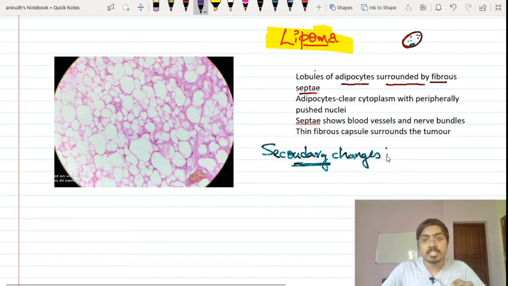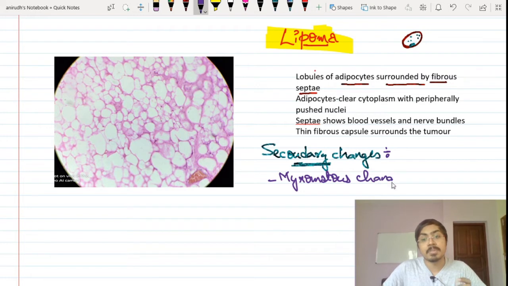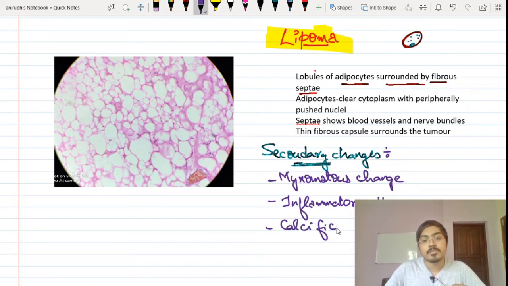Now I got a question when I got this as a gross specimen. The faculty had asked me, can you give some secondary changes over here? So remember certain secondary changes here. Myxomatous change is a secondary change or a complication, you can say. You can have inflammatory change. You can have calcification here.